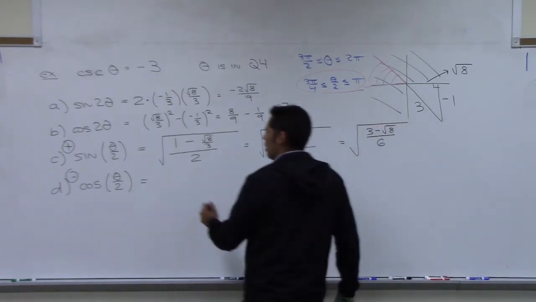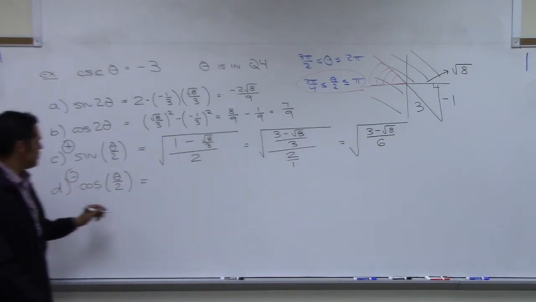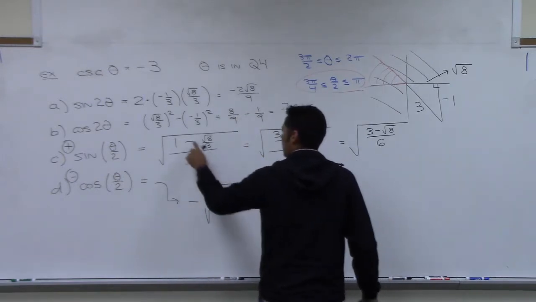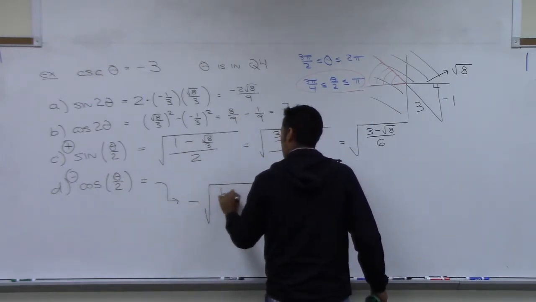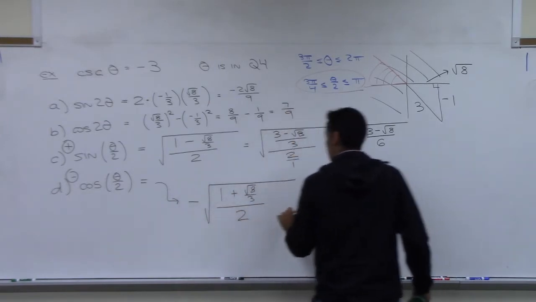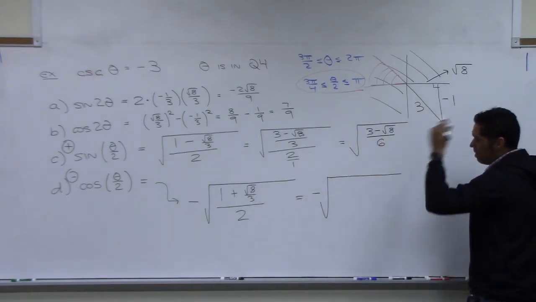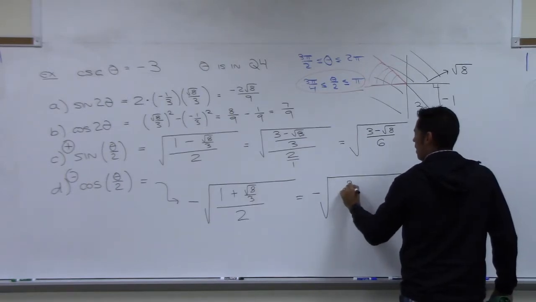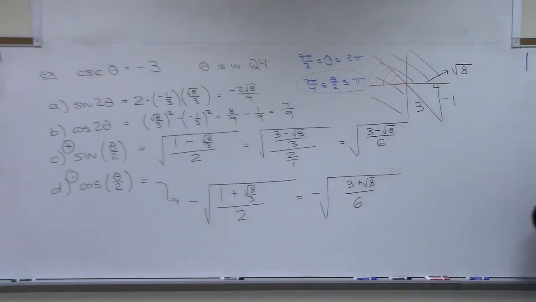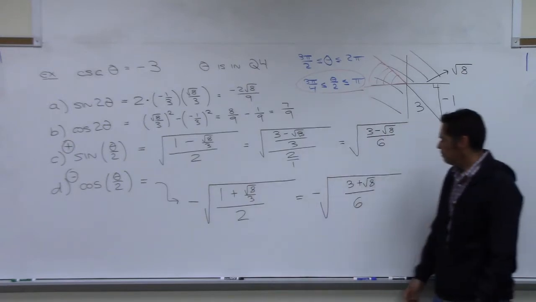The only difference between that answer and this answer is that we're going to put a negative out in front, so we have negative square root. And then here it's plus root 8 over 3, all over 2. When we add and get a common denominator, it should be negative square root of 3 plus root 8 over 6.